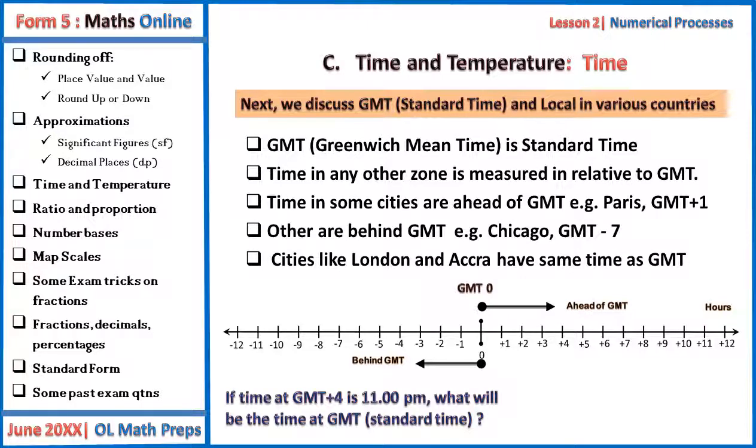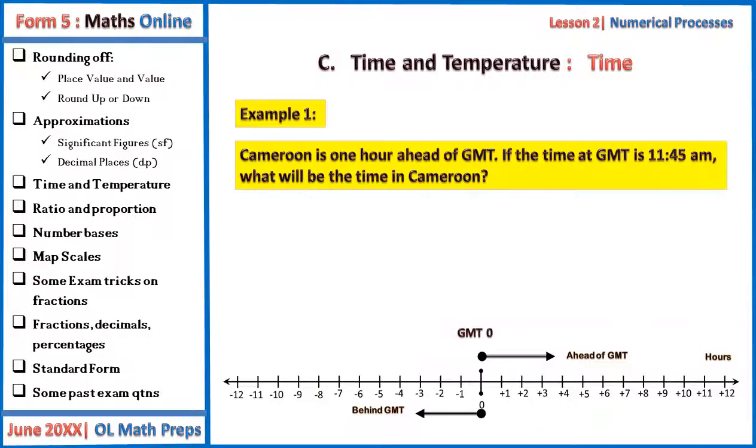If time at GMT plus 4 is 11 p.m., what will be the time at GMT? So at GMT plus 4, it is 11 p.m. To move back to GMT, we can use what we call the number line for time. If it is at GMT plus 4, we just have to subtract 4 from 11 p.m. and we'll have the time at GMT, and that will give us 7 p.m. So 11 p.m. minus 4 hours gives us 7 p.m.